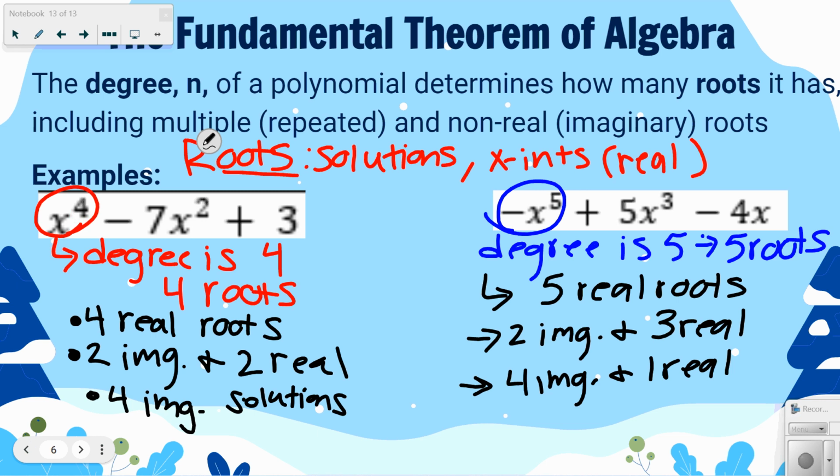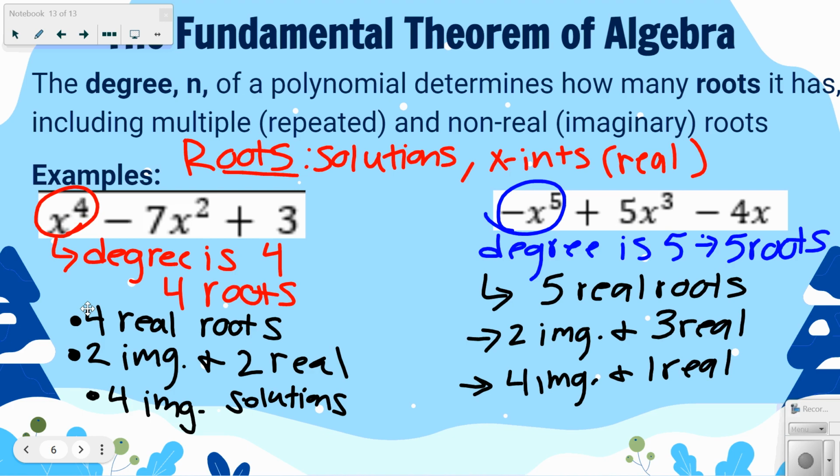Could I have any other scenarios? Can I have 5 imaginary? Why not? It has to have a pair. Think about if you were to create a group of 5. Would you have perfect pairs with the 5? No. Nope.